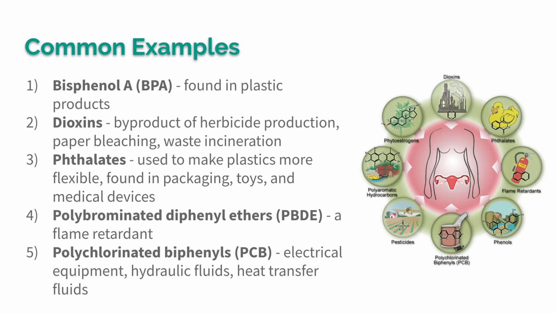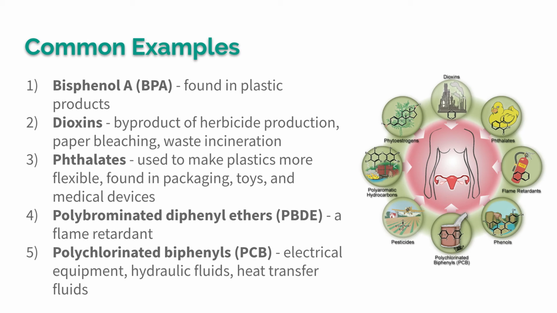Then there are dioxins. Dioxins are a byproduct of herbicide production, paper bleaching, and waste incineration. There are phthalates. Those are used to make plastics more flexible. So they're typically found in packaging, toys, and medical devices. Polybrominated diphenyl ethers, or just PBDE. Those are flame retardants. So they get put in things like our furniture, our pillows, anything we don't want to catch on fire. But then we're also exposing ourselves to these endocrine disruptors.